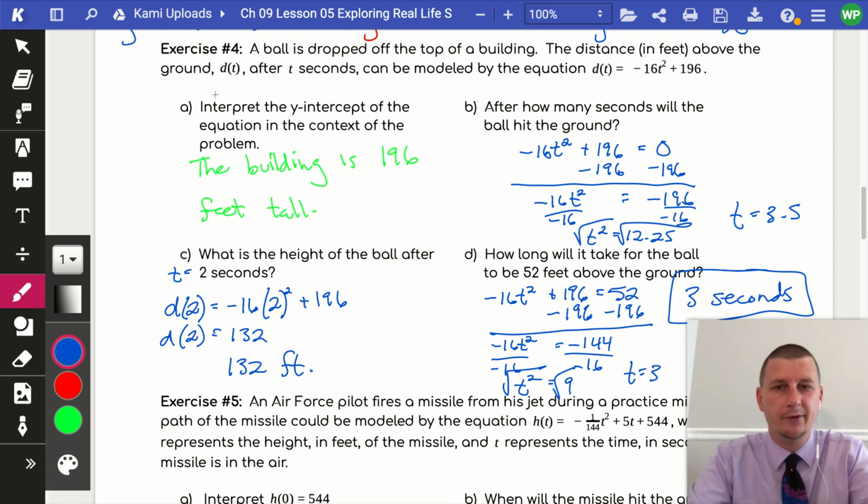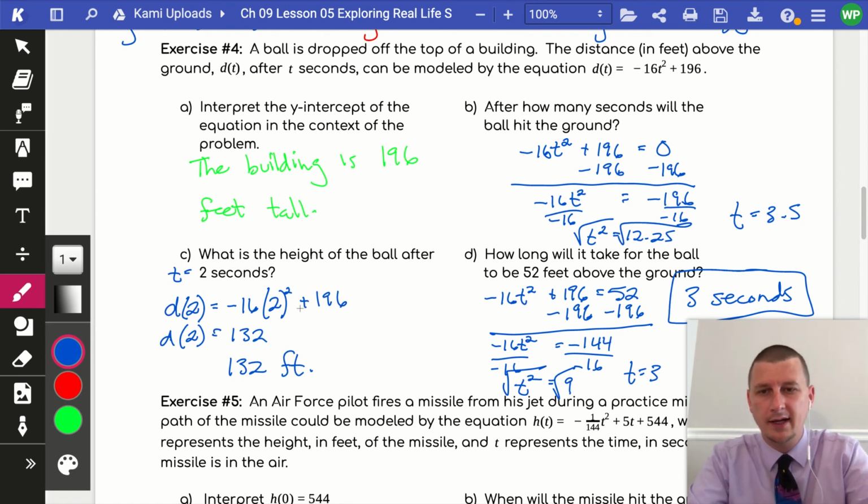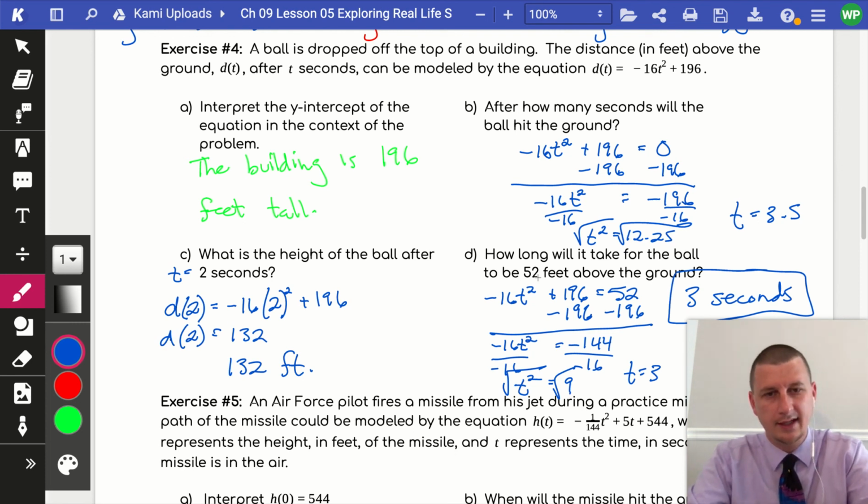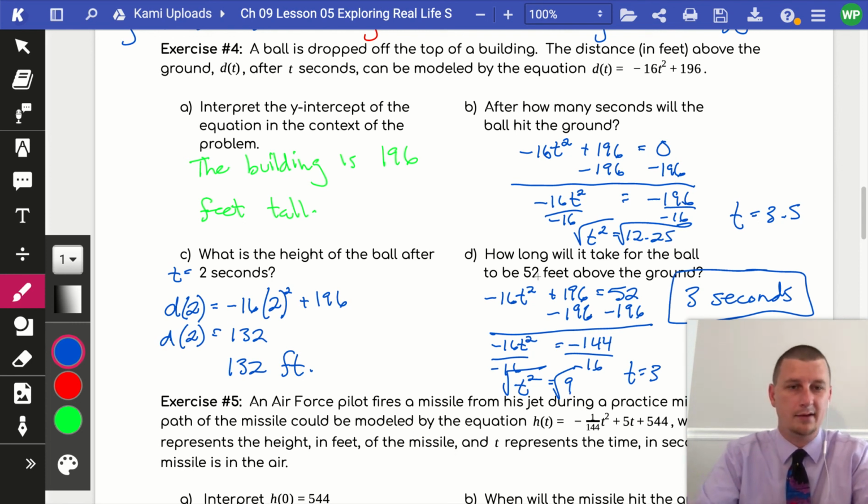So if this video was helpful in doing all this stuff that we've done, interpreting the y-intercept, finding where the ball hit the ground, finding the height of a ball after 2 seconds, and given a height, finding out how long it would take to reach that height.